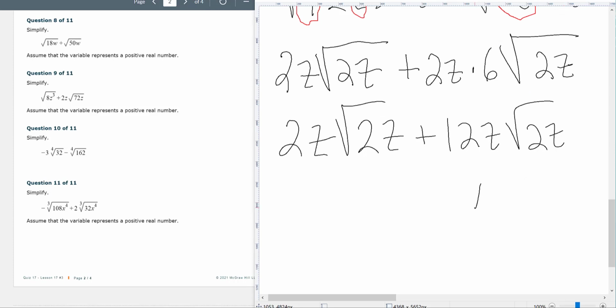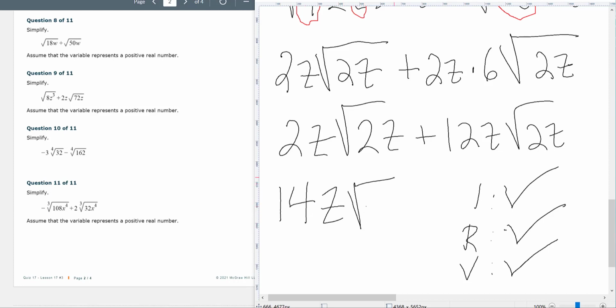Now let's talk about IRV. Do they have the same index? Yes, they're both square roots. Do they have the same radicands? Yes, they're both 2z. Do they have the same variables outside and inside? They sure do. They both have a z outside and a z inside. So all I do is add the 2 and the 12 and I get 14z square root of 2z. That's the answer to number 9.